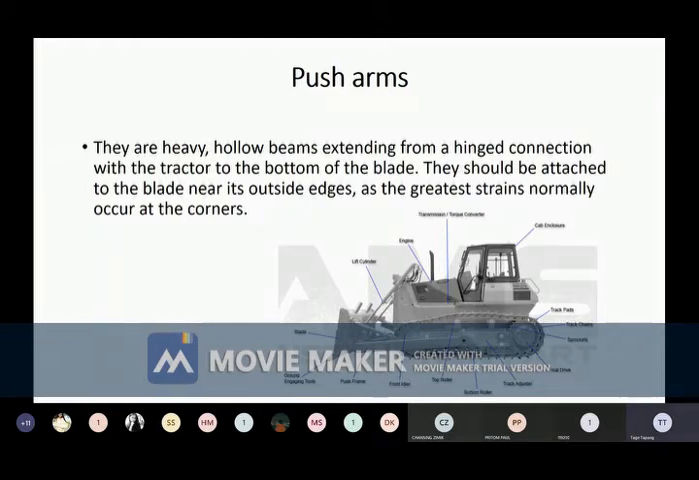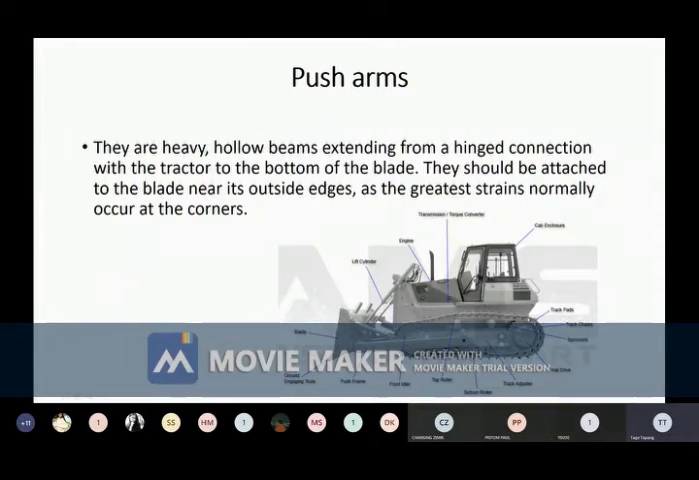So the push arm is nothing but hydraulic cylinders in which there is a piston that moves in and out, and because of this movement the direction of the blade can be changed.